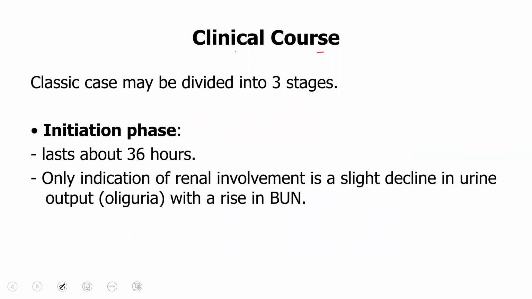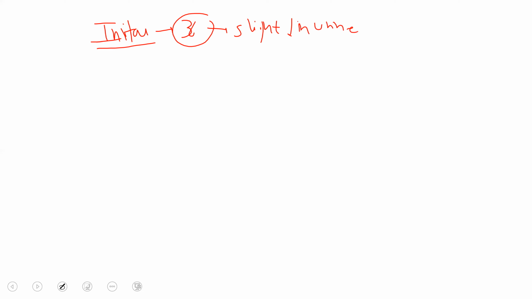Let us talk about the clinical course that I was beginning to discuss. It usually has three stages. The first stage is known as the initiation stage. The initiation stage lasts for about 36 hours, and it is characterized by a slight decrease in urine output with a rise in the blood urea nitrogen.